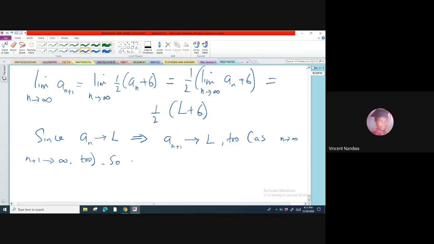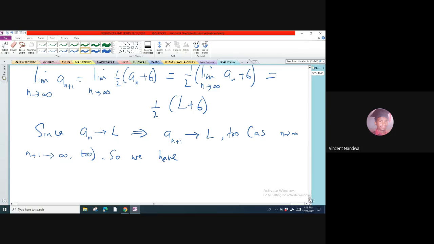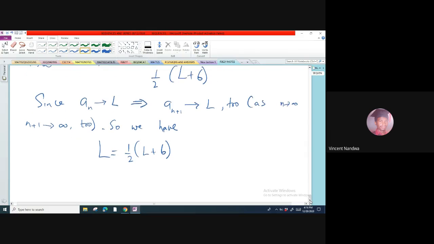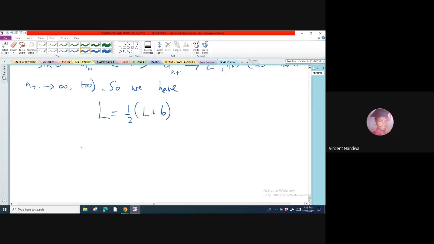So we have L equals a half L plus 6. So solving, we get L equals 6. So that's the end.